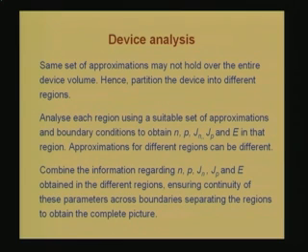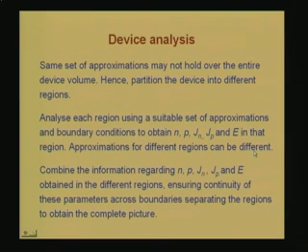Analyze each region using a suitable set of approximations and boundary conditions to obtain the electron concentration n, the hole concentration p, the current density for electrons Jn, the current density for holes Jp, and the electric field. Obviously all these are obtained as a function of the distance in that region. Now approximations for different regions can be different. This is a very important thing one must note.